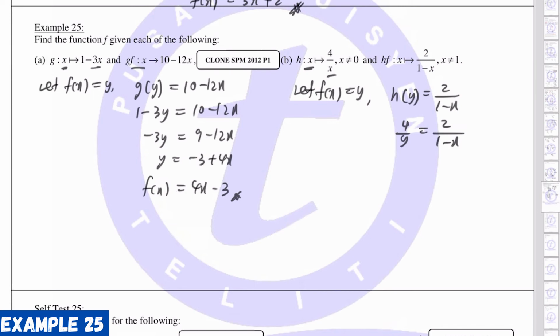And then we have h(x). h(x) is 4 over x, so h(y) will be 4 over y. So this is 2 over 1 minus x. Now remember what are we finding? We're finding y, which is h(x). So I can cancel this out, 4 and 2, so this is 2 here. Then I cross multiply, and you get 2 minus 2x equals y. Then your y is your f(x), and your f(x) is 2 minus 2x. Okay, that's your answer.